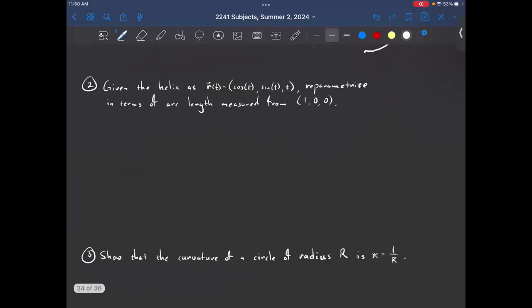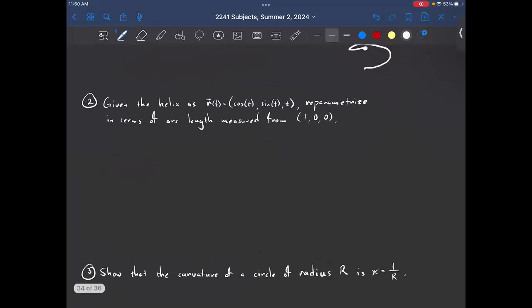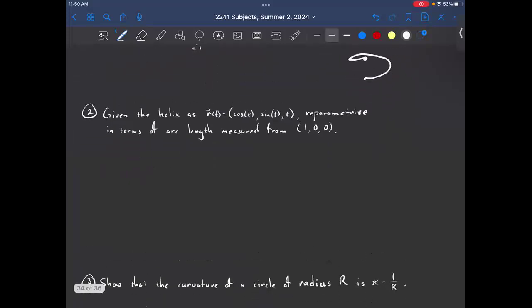So now, given the helix as before, we want to reparameterize it in terms of arc length measured from 1, 0, 0. Okay, so this is just arc length measured from, well, 1, 0, 0 is achieved when t equals 0. Sine of 0 is 0, cosine of 0 is 1. That's that point. Okay, so 1, 0, 0 means start with t equals 0. And then we have to write down our arc length functional. And this is 0 up to t.